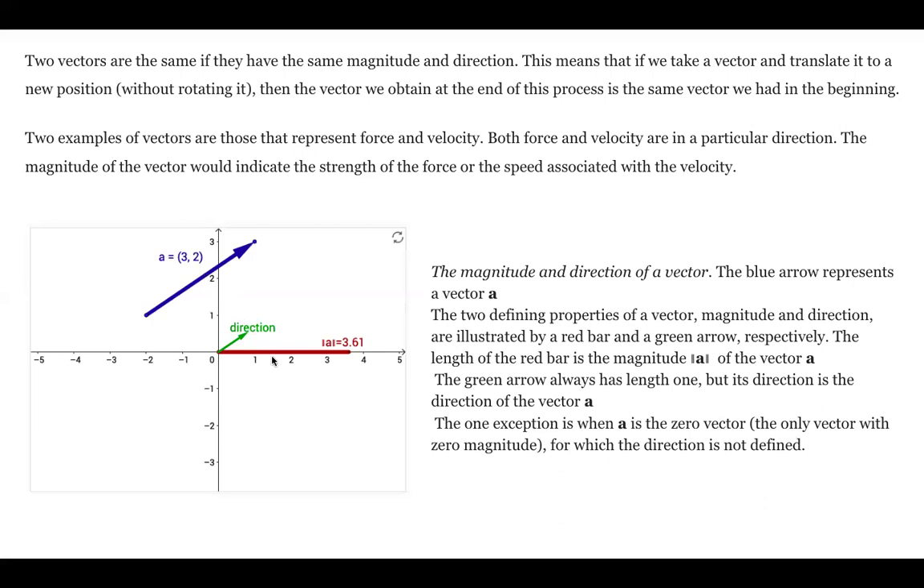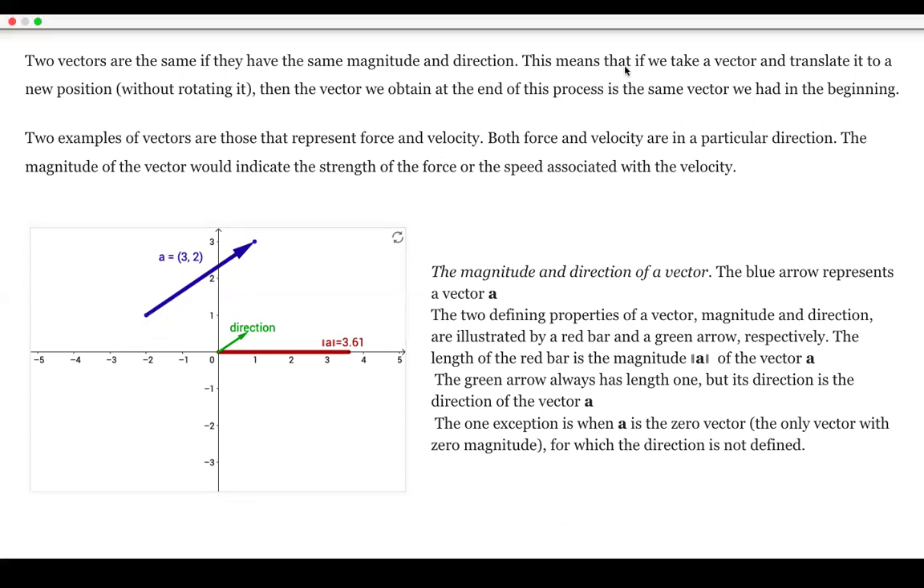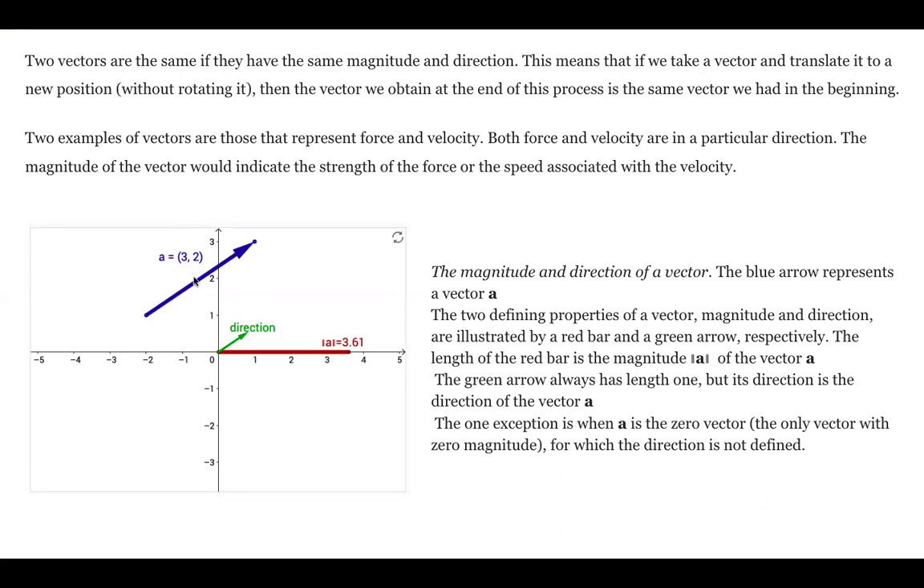Now, two vectors are the same if they have the same magnitude and same direction. So see here, this means that if we take a vector and translate it to a different position without rotating it, then we obtain another vector, which is the same vector that we had in the beginning. So let's say you're just taking this arrow and moving it here, but you don't change the direction. The direction remains the same, which means this tip is not pointing in any other direction. You're just moving it parallelly. So neither the direction changed nor the magnitude changed, just the location in space changed.